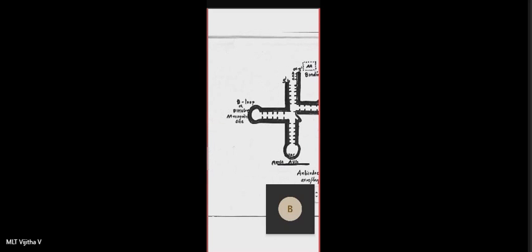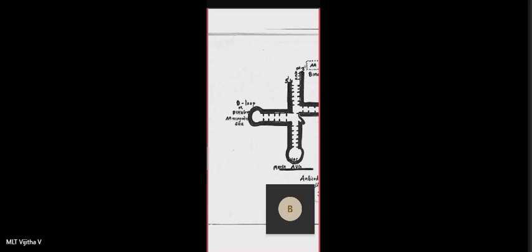This loop is the D loop, and the reason why it is known as the D loop is because it has dihydrouracil, DHU, and that is why it is known as the D loop. The function of the D loop or DHU loop is that it helps in amino acid recognition. So this is the amino acid recognition site. Now that is a summary of the parts here.